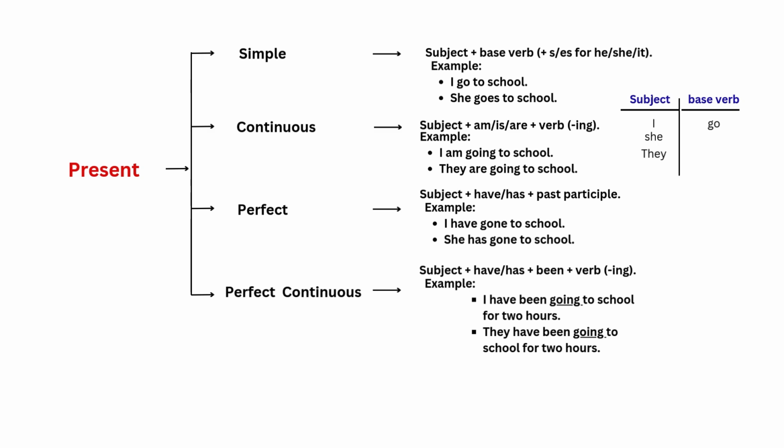They have been going to school for 2 hours. Here, they is the subject. Have been is the auxiliary verb. Going is the main verb in its continuous form. To school is the object.